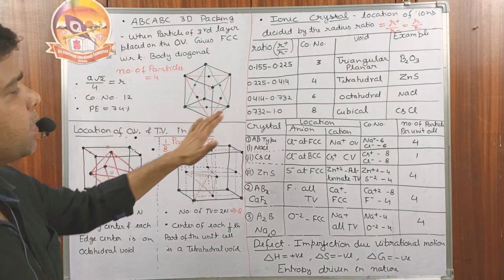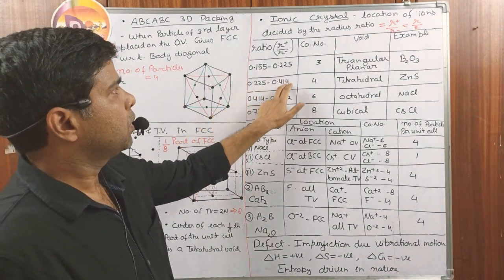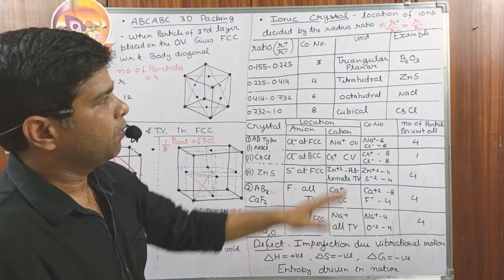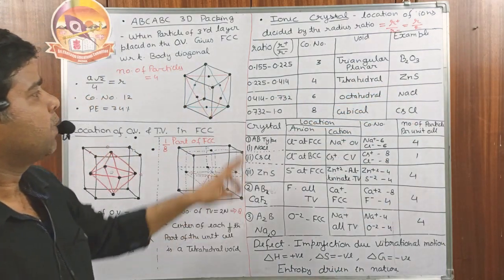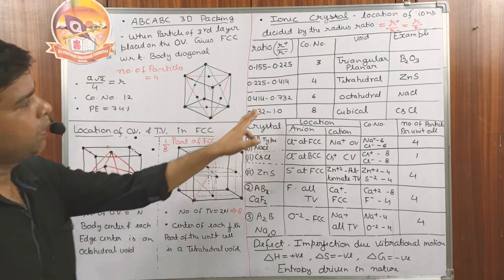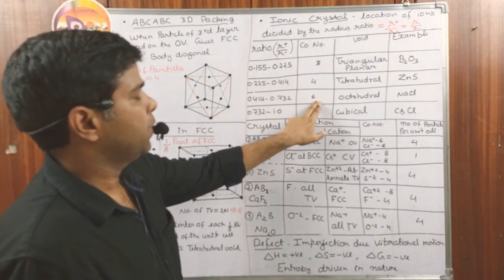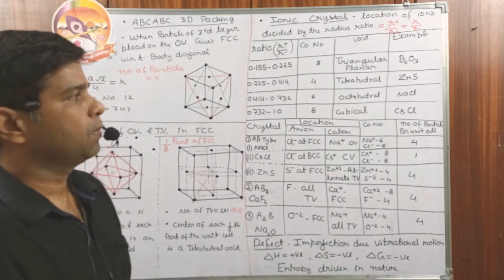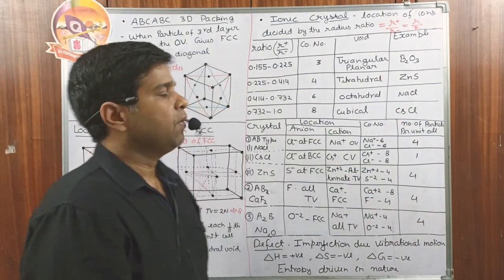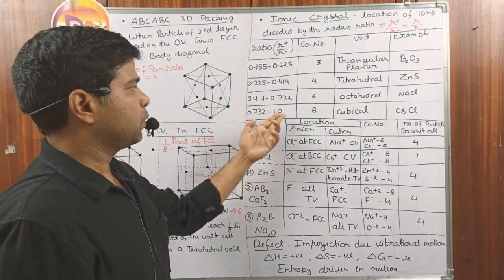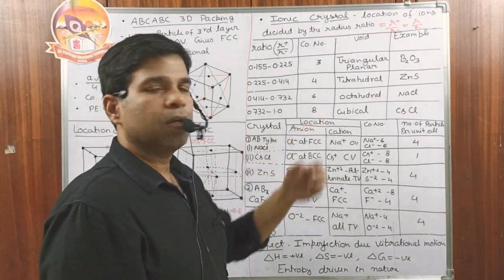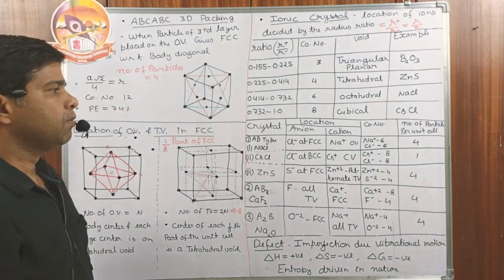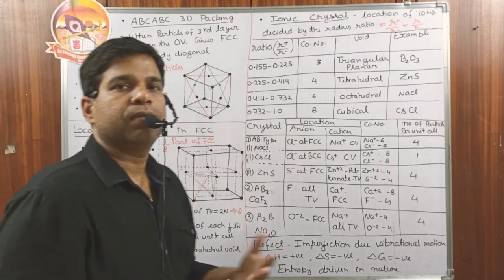If the radius ratio is 0.225 to 0.414, then the coordination number is 4. In such a case the smaller particle occupies the tetrahedral void. Example is zinc sulfide. If the radius ratio is 0.414 to 0.732, then the smaller particle occupies the octahedral void, which has coordination number 6. Example is NaCl. If the radius ratio is 0.732 to 1, then the smaller particle occupies the cubical void, and the example is cesium chloride.